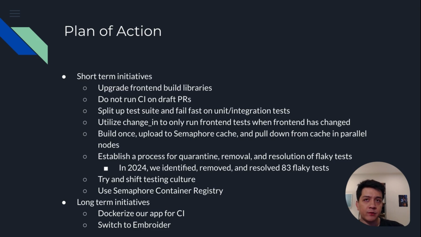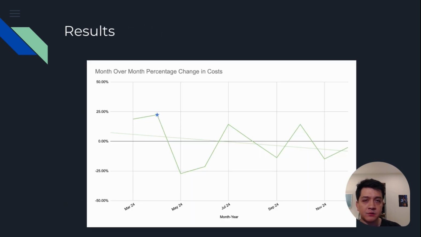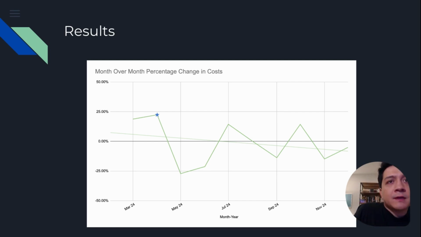So yeah, that's a brief summary of all the different actions that we initially took in early mid 2024. All of these we also addressed by the end of the year. And this next slide shows some of the month-over-month percentage change in cost improvements that we saw. The star on the chart is the month that we met with Semaphore and started optimizing. This was in April of last year.